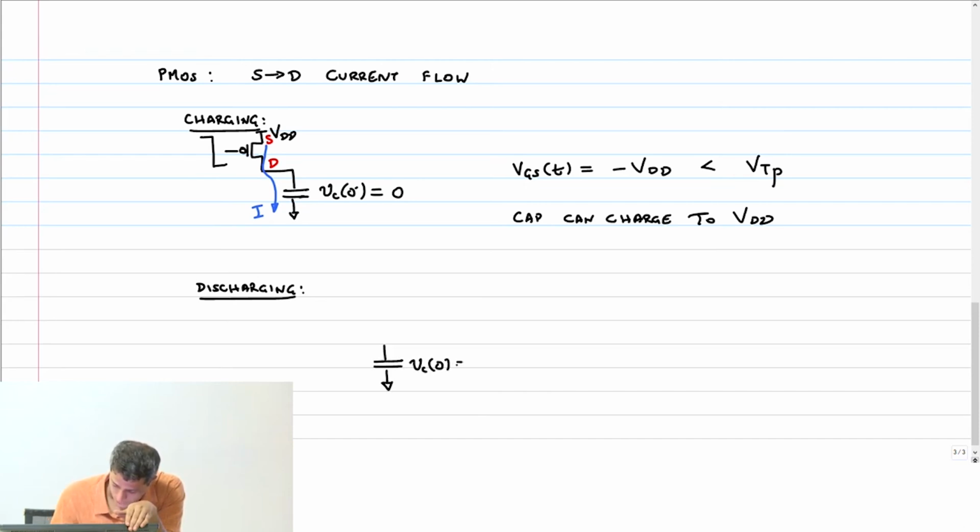Vc of 0 minus is what? VDD, and I am now going to connect this to a PMOS transistor. Of course, this is going to go to ground. Again, what is the source? What is the drain? Top is the source. The capacitor voltage is now the source. This is the drain. So what is VGS of T?